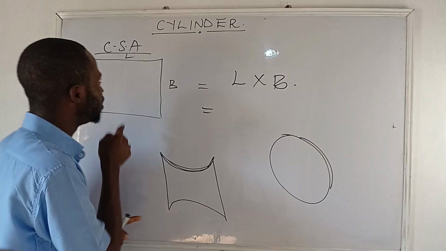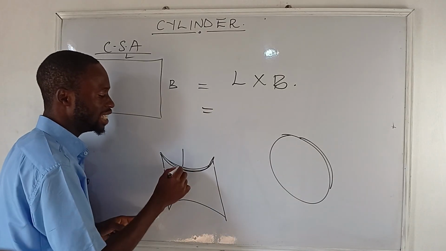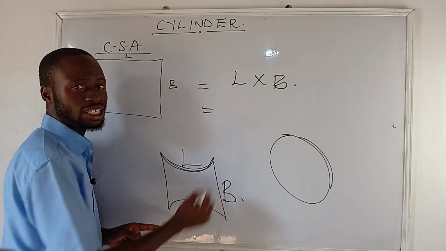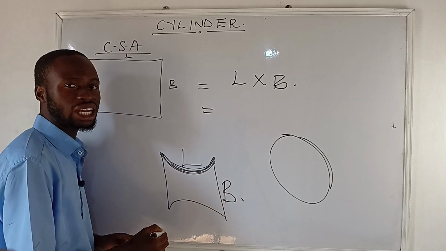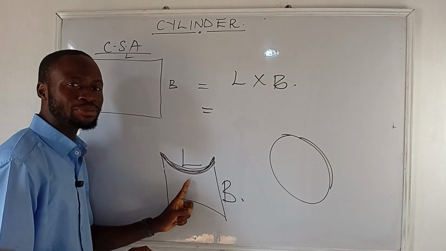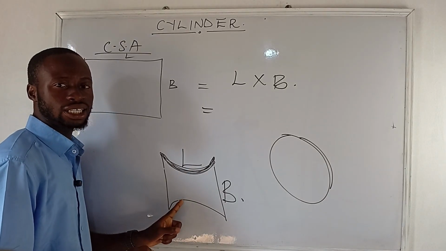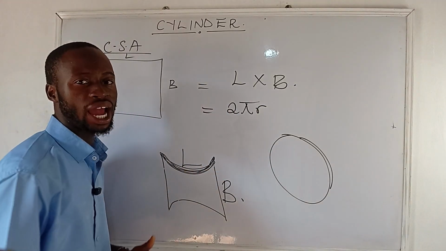So if I relate it with the length here, I will notice that this top part is the length and this side is the breadth. So this is the circumference, this is the circumference. So therefore I can say that the length of this rectangle is the same as the circumference of this curved surface area. So I can say length is the same thing as saying 2 pi r.